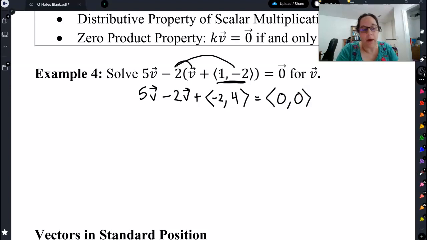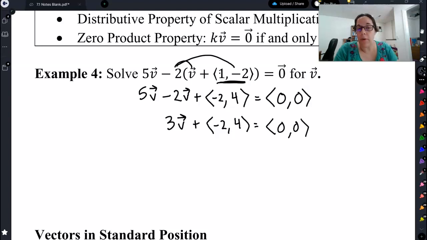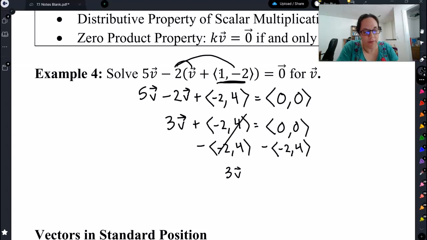Now, if I have 5v minus 2v, that's vector subtraction with some scalar multiplication thrown in. That's 3v. Now, if I want to solve for v, I need to get rid of this vector, which I can just do by subtracting. So if I have 0 minus a -2, that gives me a +2. And if I have 0 minus 4, that gives me a -4.